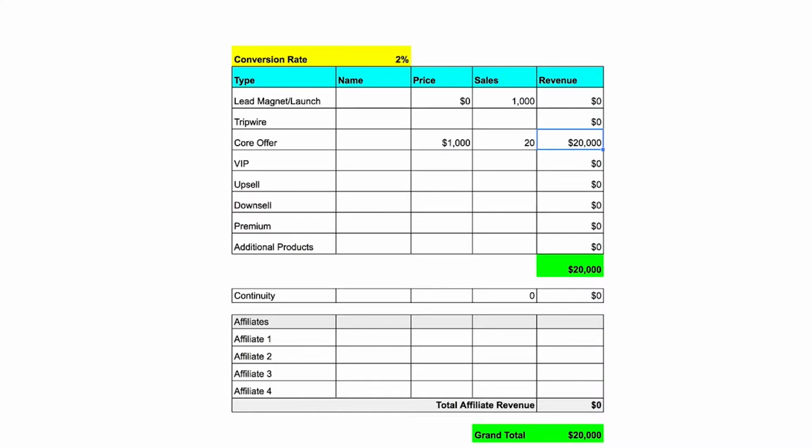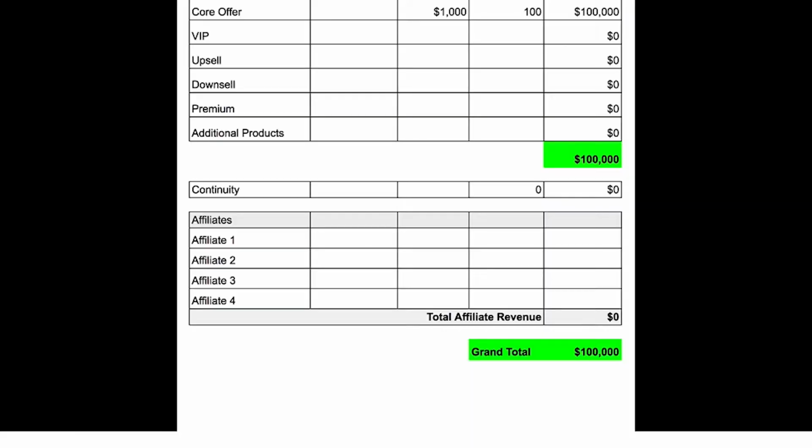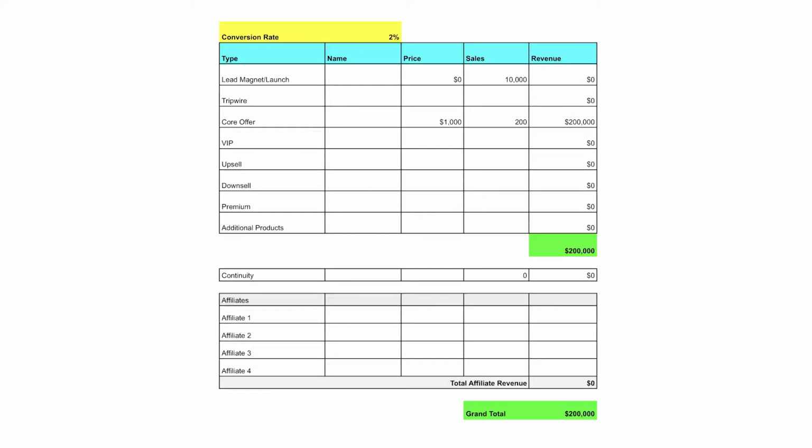And now if you can increase your opt-ins as well from 1,000 to 5,000 by running an ad campaign, now we're looking at $100,000 in revenue. And if you can increase that opt-in even further by launching an affiliate campaign and bringing in 10,000 opt-ins, now you're at $200,000. And this is good, but when you can start to incorporate these other components within your product suite, things can really change pretty dramatically.